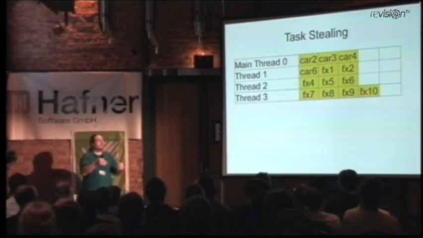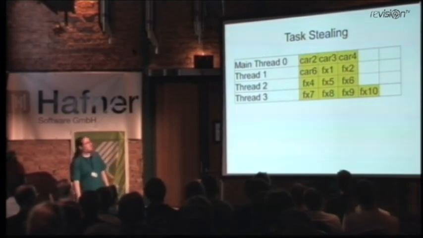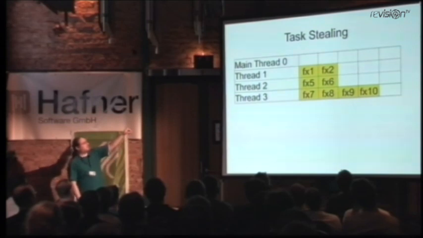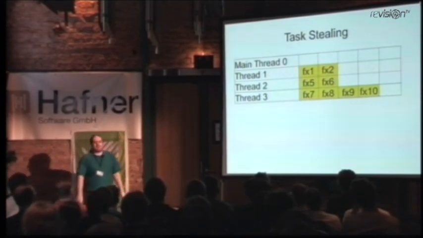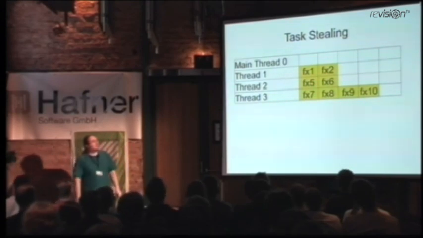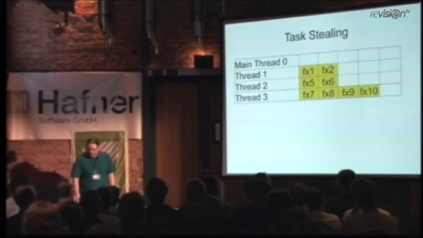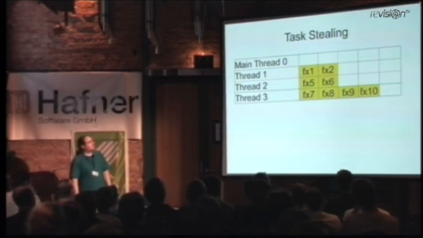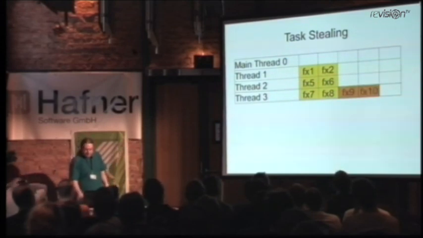They have their own lock for each queue, and there's no possibility that this system can stall if you do it like this. Until the moment when one thread gets empty. Obviously, these car tasks are pretty easy in this example, while the effect tasks are a bit more heavy. And how task stealing works is the main thread now picks another thread, like, for instance, thread 3, splits its workload, and steals it.